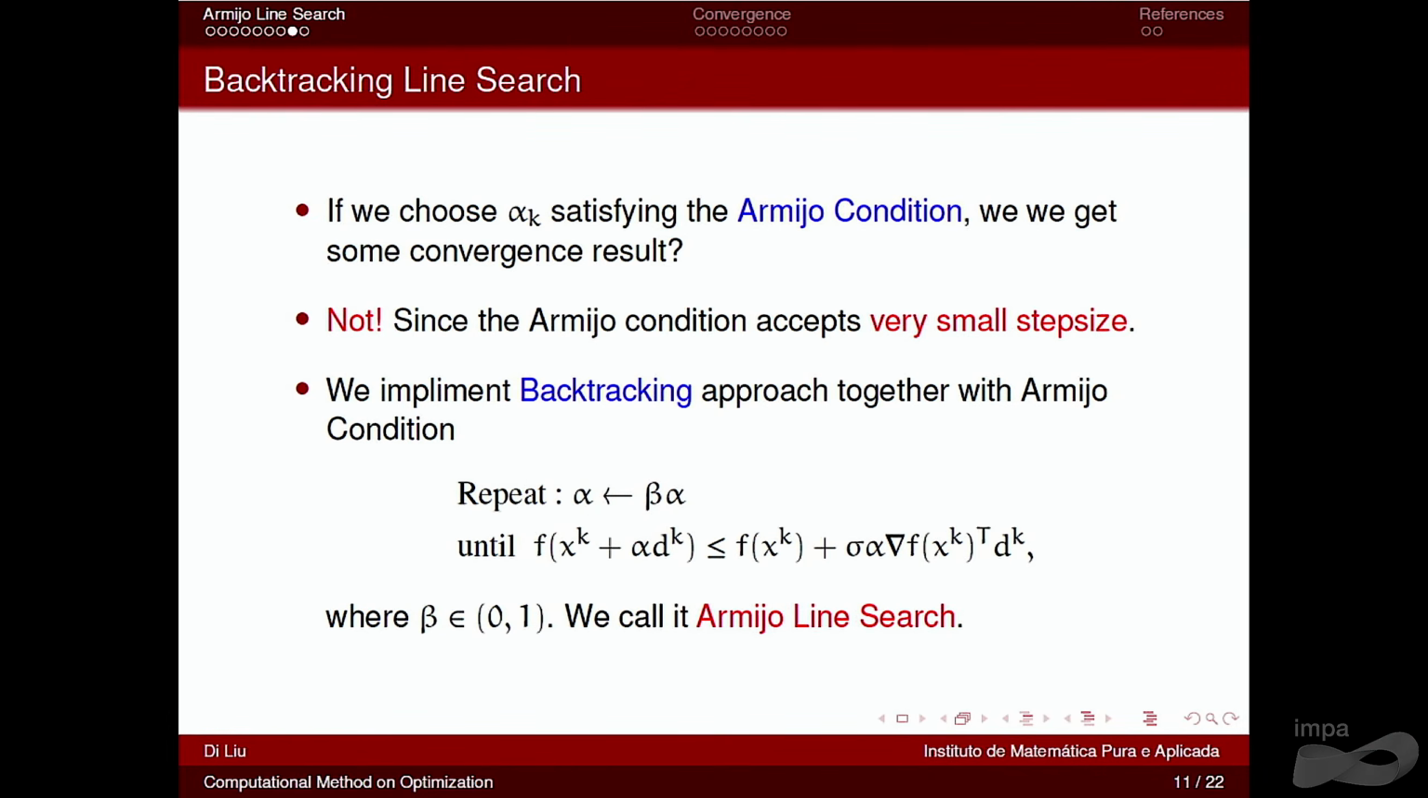Actually, here in these slides, we call this the backtracking approach, and together with the Armijo condition, we call it Armijo line search, okay? So if you only use the Armijo condition, you will not get the convergence result, but with this kind of backtracking, you can get at least the convergence of the norm of the gradient, okay? Maybe not the convergence of your iterates, but you can get the convergence of your gradient.